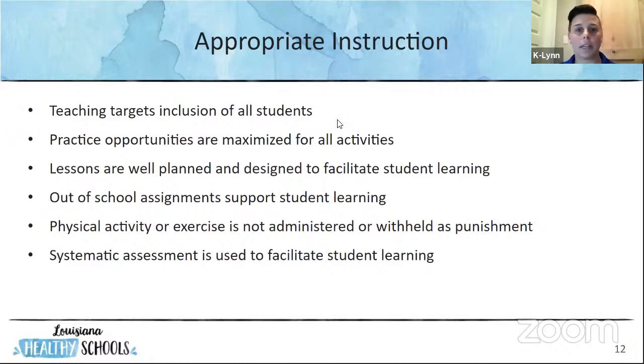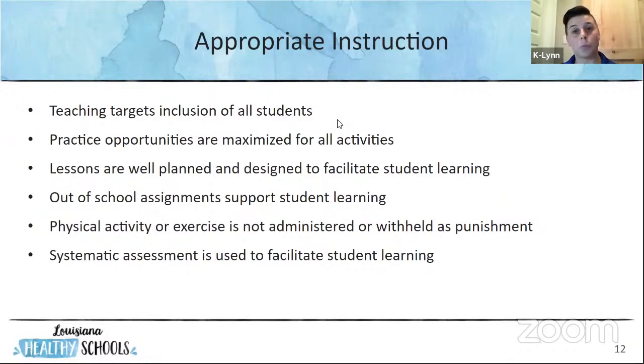The next point I really want to take a second and talk about: physical activity or exercise should not be administered or withheld as punishment. So what do we mean by that? I want to take a note here that we are differentiating varsity sport at the high school level from physical activity. I get that sometimes when we're coaching high school, students are late, and we have them run laps or whatever. That is not developmentally appropriate for physical education, and research actually shows that it turns students off of being physically active. So that's an example of using physical activity as punishment.